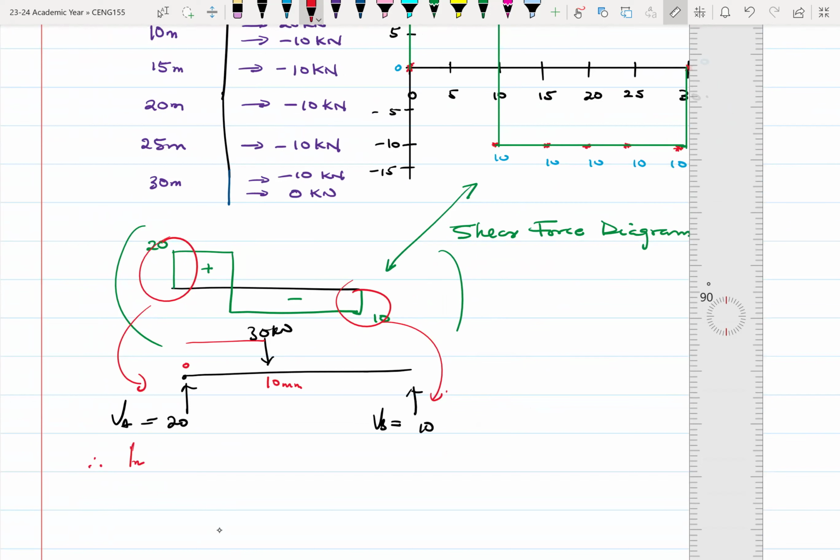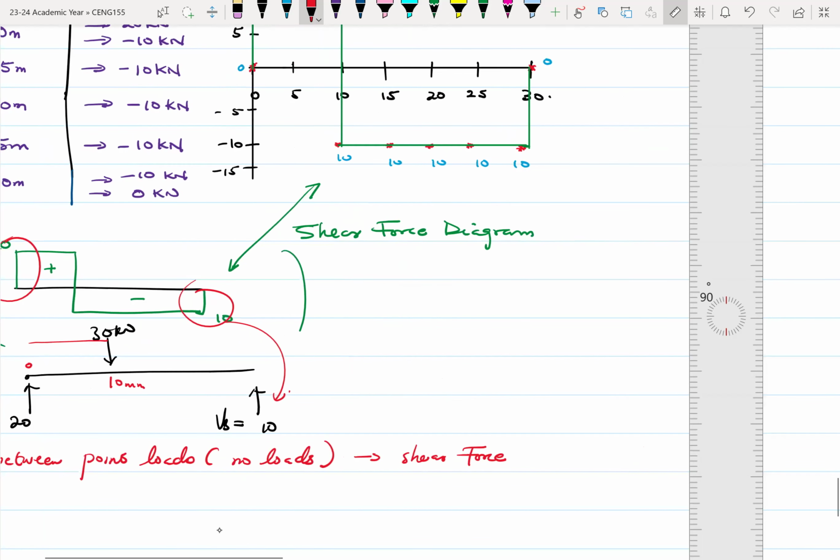So in between point loads, okay, in between point loads means there are no loads. Where there are no loads, shear is constant. If there are UDLs, then this will not work. All right, so where there are no in-between point loads, where there are no loads, shear force is constant.